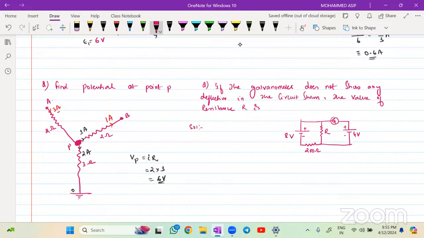Shilpa, try. Sugra, Naqvi, Madhya. What will be the value of resistance R? Anyone? Shilpa is giving the answer as 200 ohms. Okay.